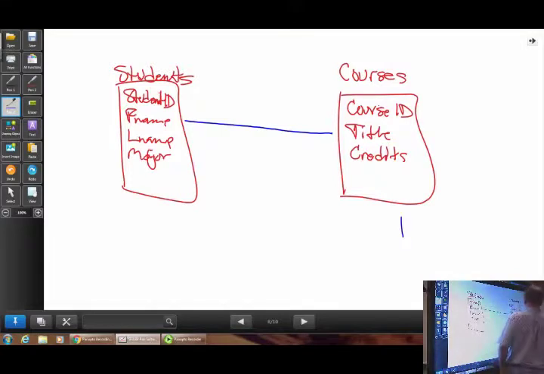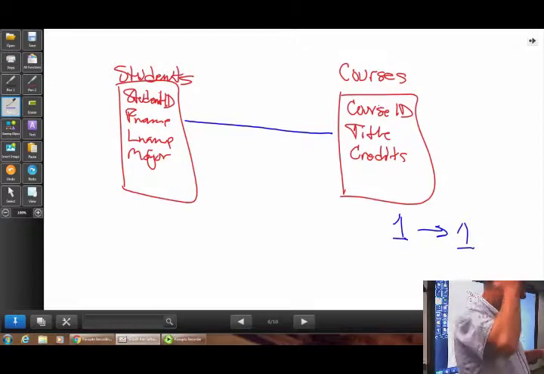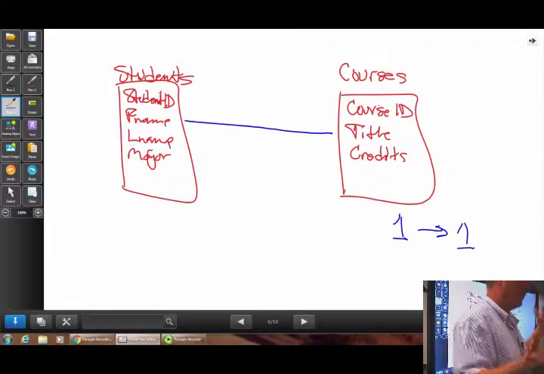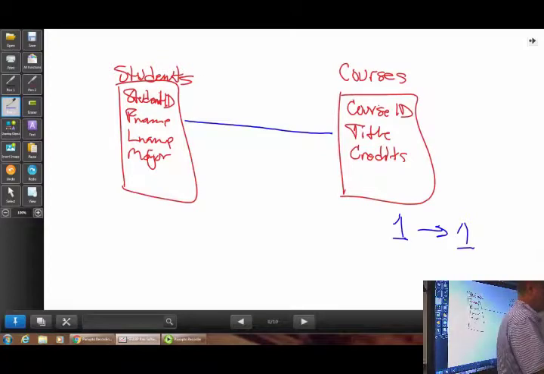There's a one-to-one relationship. This is easy. A one-to-one relationship is this: I have one student who has one first name. One student, we'll assume, has one student ID. One student has one major. Even though you can have a double major, let's just keep it simple for now. One student has one GPA. Get the idea? So all of the information that has a one-to-one relationship, typically you put it in the same table. Okay? One-to-one relationship.